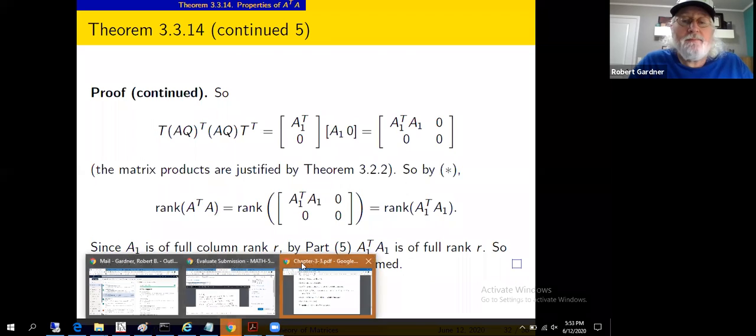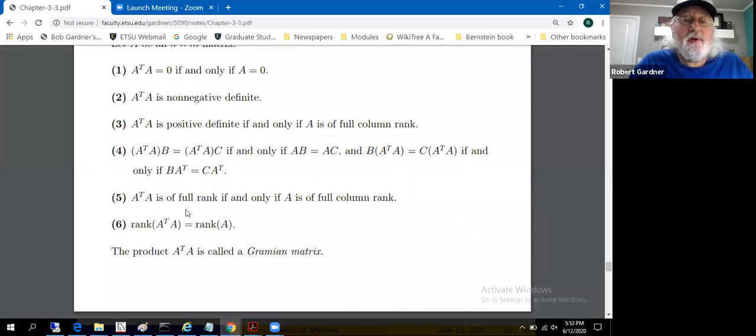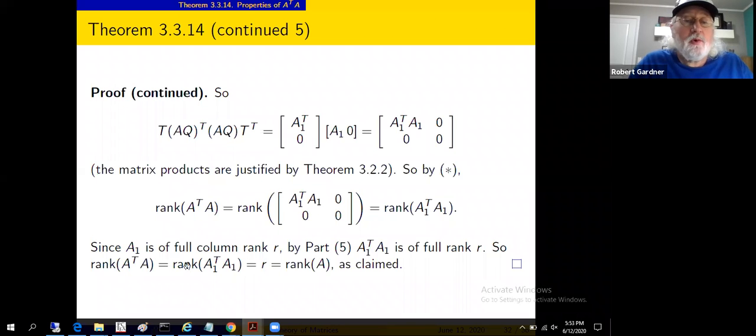Let's take a look at that. Part 5: A transpose A is full rank if and only if A is full column rank. It's exactly what we have. We have A1 as full column rank. Right, A1 is full column rank. So A1 transpose times A1 is full column rank as well. That rank must be R.